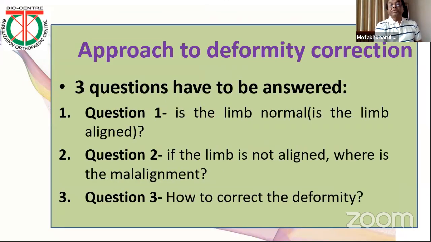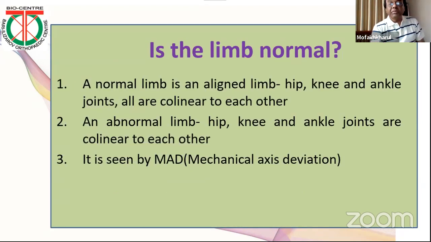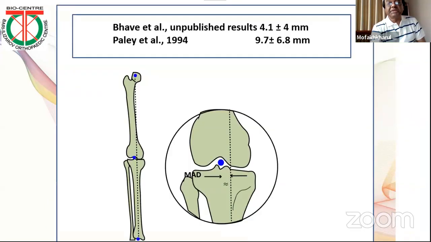Now, approach to the deformity correction. Three questions have to be answered always. Is the limb normal, or is the limb aligned? If the limb is not aligned, where is the malalignment? And question number three, how to correct the deformity? If the limb is normal, then we shall have to think about this. A normal limb is an aligned limb. Hip, knee, and ankle joints all are collinear to each other. Abnormal, not collinear to each other. And we shall have to think about the mechanical axis deviation.